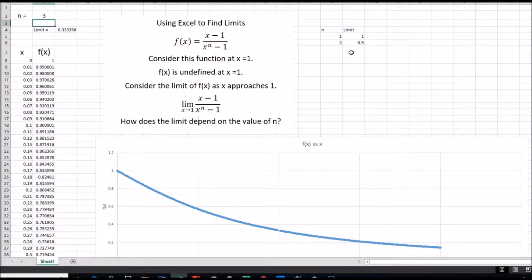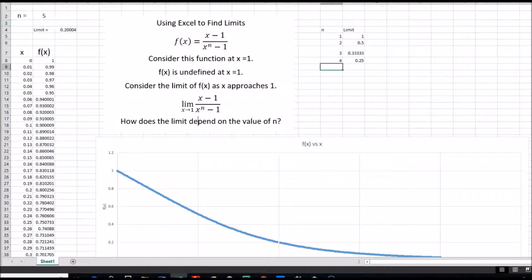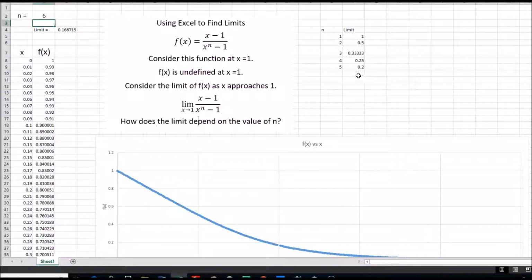All right, so this one, look, this is 3, right? And it's about 0.333, which is about a third. Let's try 4. Now look, it's about 0.25, right? We'll try 5, 0.2. 1/5. Okay, let's try 6. We have the gap, but it's approaching 0.16. 1/6. Okay, let's go to 7. And we get 0.1429.